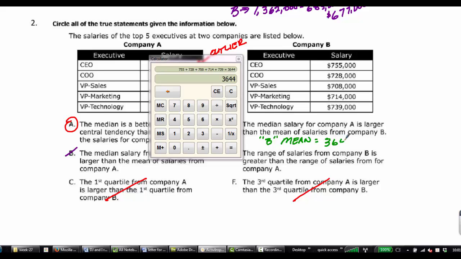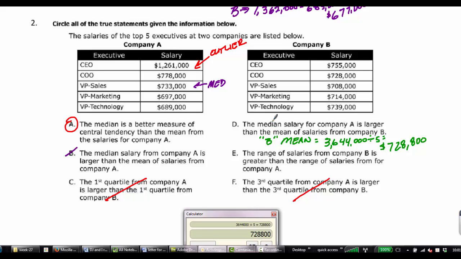so I've got 3, 6, 4, 4, and then my 3 zeros. So I'll put that in my calculator. 7, 6, 4, 4, 0, 0, 0. Divide that by 5, and we get 728,800. That is the mean. The median for A is right here, 733, so that answer is false.